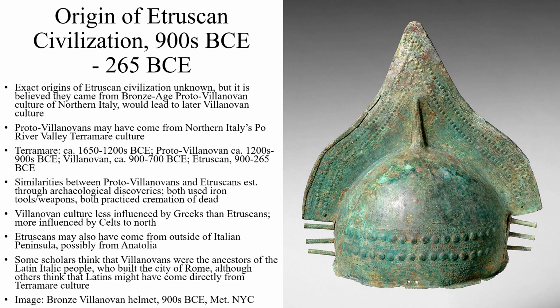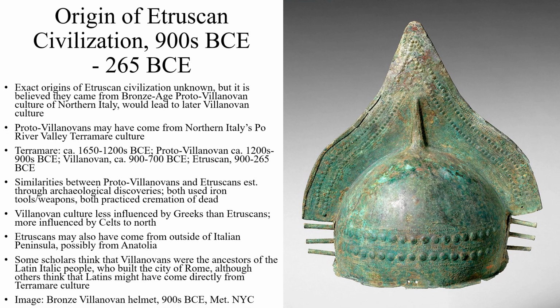some people theorize were also ancestors of the Romans. But either way, the Terramare culture leads to the Proto-Villanovan culture of the 1200s to the 900s BCE. And then something takes place, and the Proto-Villanovan culture kind of breaks off into the Villanovan culture of the 900s to 700s BCE. And then the Etruscan culture, with which you're probably a bit more familiar. And then Etruscan culture, of course, is going to be a force in Italy from the 900s to about 265 BCE.